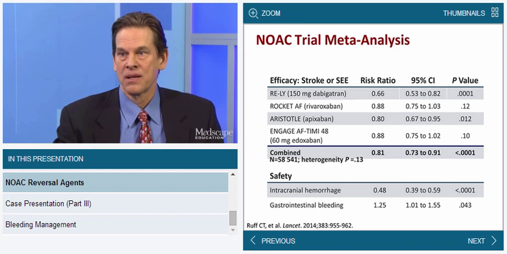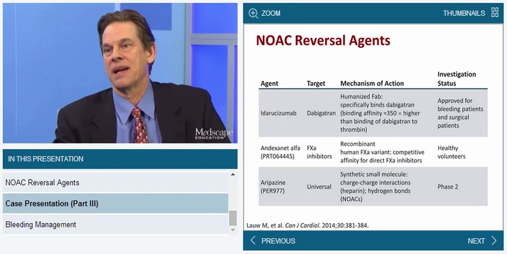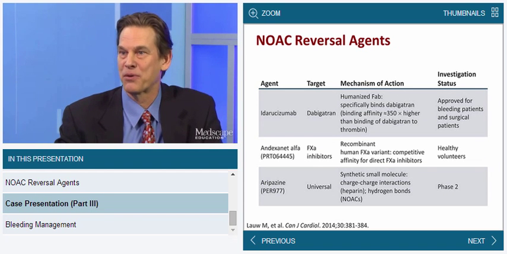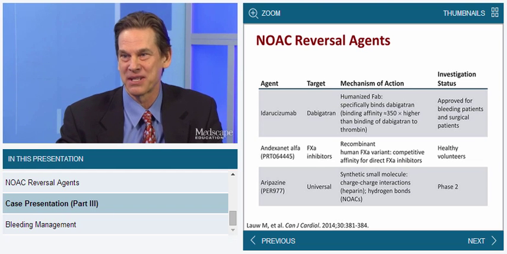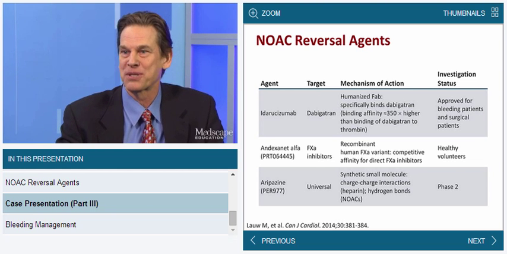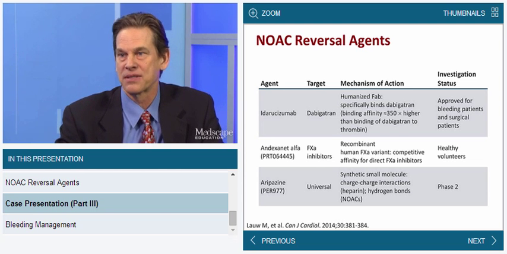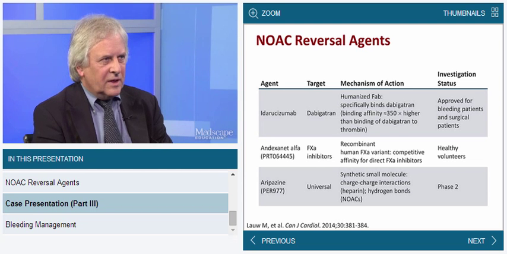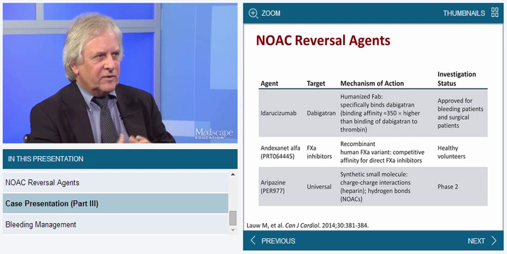Okay. So with the novel agent, we have a question about reversal, right? That's one of the concerns some people have with a novel agent. How do we turn it off if the patient starts bleeding after you've started the agent? So what are the options here in terms of reversal agents for these new anticoagulants? I think this is a major breakthrough, because now we have 2 reversal agents.